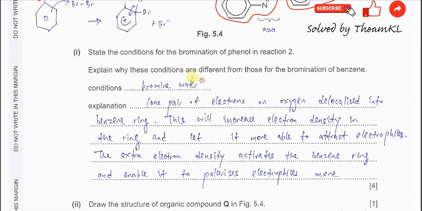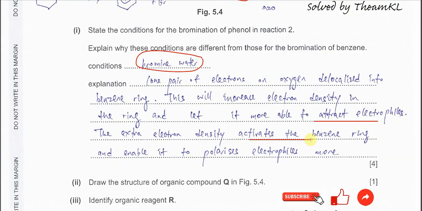So the condition is just bromine water without any catalyst. And you just explain like what I told you. Lone pair of electrons on oxygen delocalize in the benzene ring, and this will increase electron density in the ring, and it will let it be more able to attract electrophile. So the extra electron density activates the benzene ring and enables it to polarize the electrophile more compared to the ordinary benzene ring.